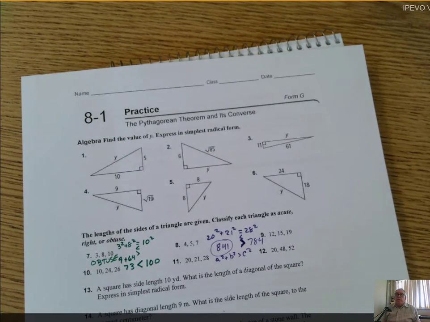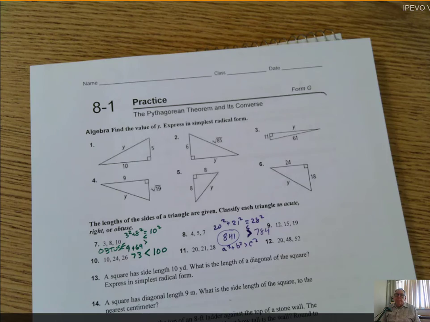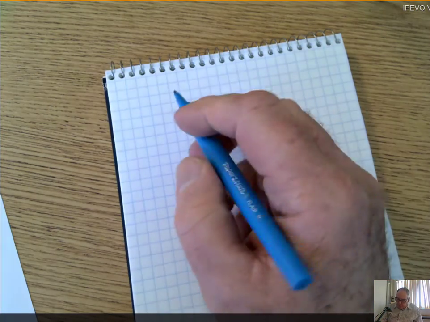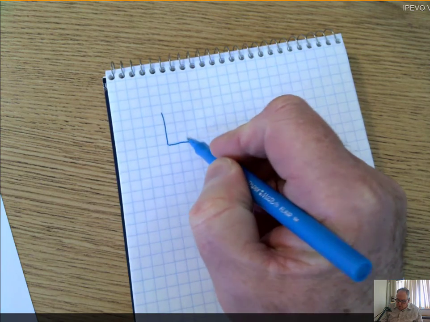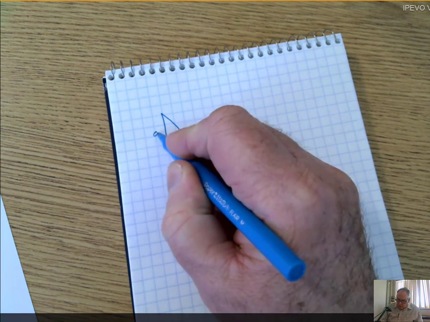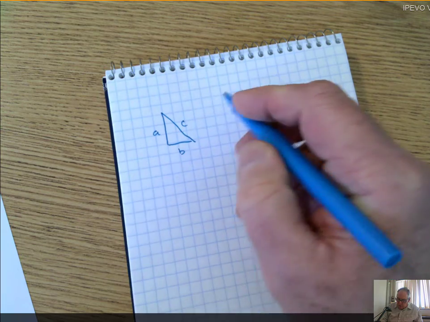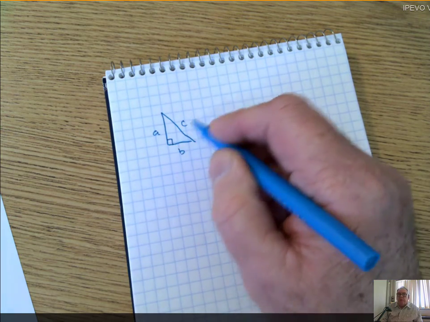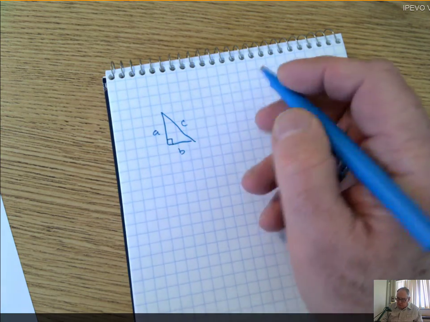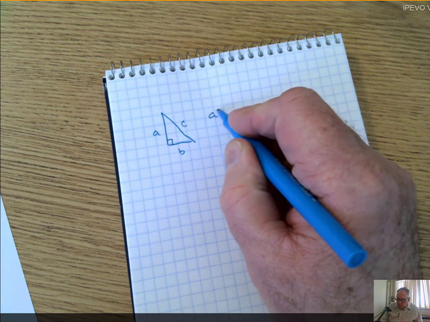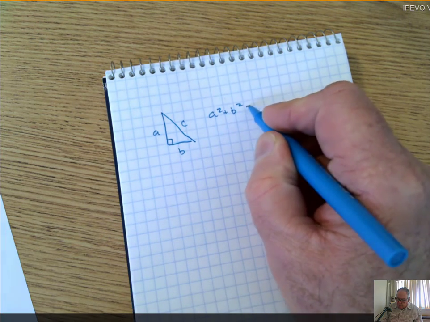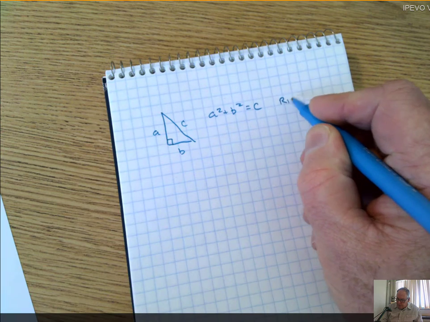Okay, guys, in this video we want to talk about some word problems that deal with the Pythagorean theorem and its converse. To recap, if you have a right triangle, then it's true that a squared plus b squared is equal to c squared, where c is the longest side opposite the right angle, the hypotenuse. So a squared plus b squared is equal to c squared for a right triangle.